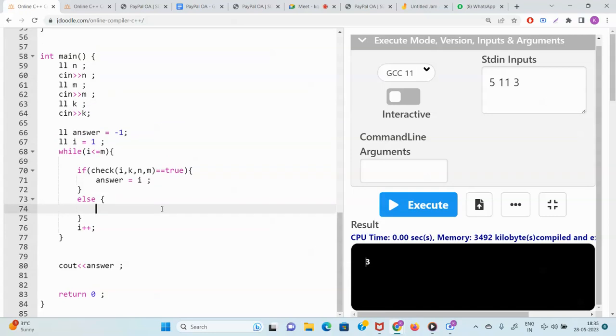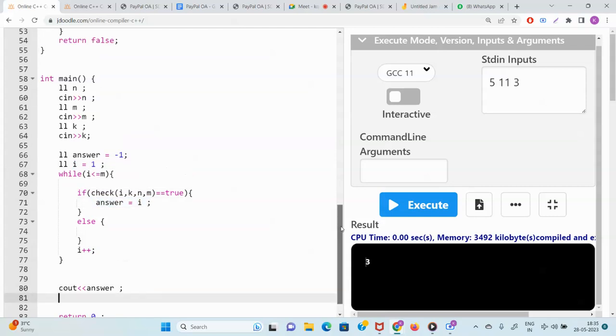So, guys, we are going from 1 to n. See, I took the input of n, m, and k. Then I initialize the answer as -1. I'm going from 1 till m. I just check if the number i is valid, then I put the answer as i and output it. How to check if i is valid or not?